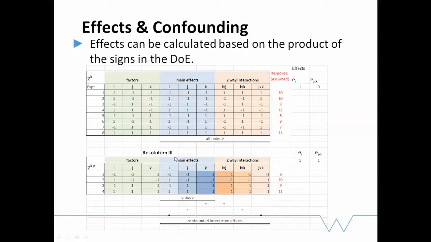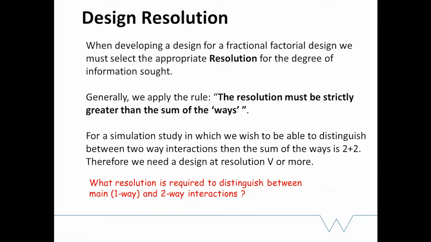So we use a little rule to determine which resolution we need in order to be able to resolve the information that we're interested in. The general rule is that the resolution must be strictly greater than the sum of the ways. If we're interested in one way with one way, i.e. to isolate main effects, then 1 plus 1 is 2, and we need at least a resolution 3 design. The tables always show at least a resolution 3 design. If we're interested in isolating two-way interactions from main effects, that's 2 plus 1, that's 3, we need at least a resolution 4 design, and so on.